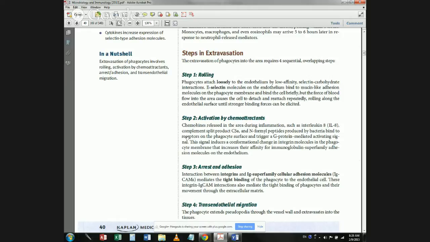Okay, step 3, arrest and adhesion. Interaction between integrins of the phagocyte and Ig superfamily cellular adhesion molecules, IgCAMs, mediates the tight binding of the phagocyte to the endothelial cells. Okay, these integrin and immunoglobulin superfamily cellular adhesion molecule interactions also mediate the tight binding of phagocytes and their movement through the extracellular matrix.